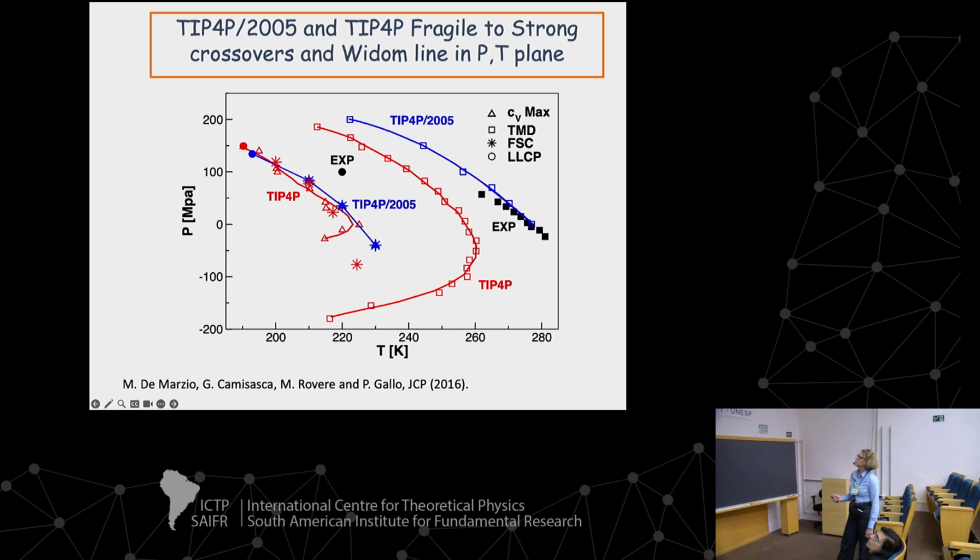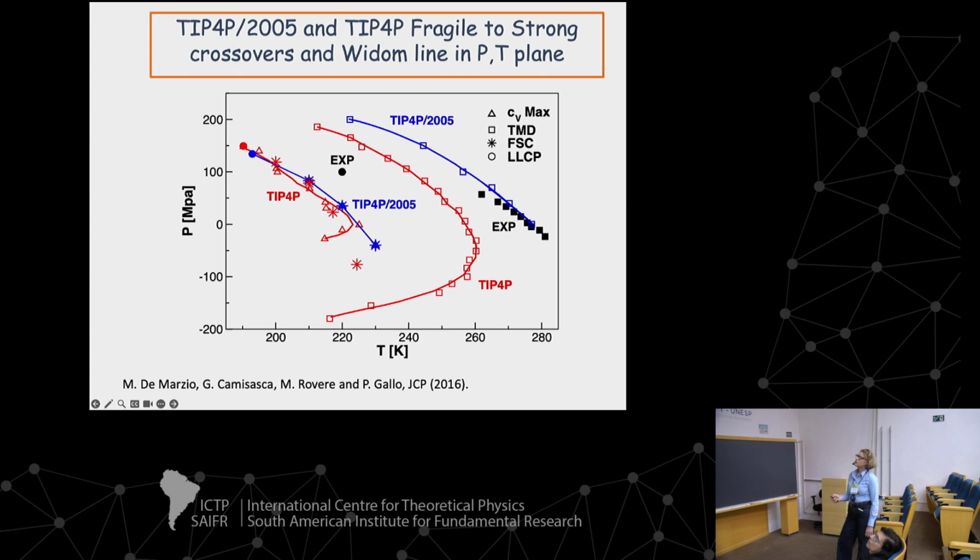This is TIP4P/2005. This is the experiment, and this is TIP4P, because we had calculated in the past TIP4P, and this is the Widom line of TIP4P/2005, and this is the Widom line of TIP4P. As you see, when you go down, between TIP4P and TIP4P/2005 there is not this big difference also in the critical point. But in any case, we see that the phenomenology of this potential is similar to the experiment.